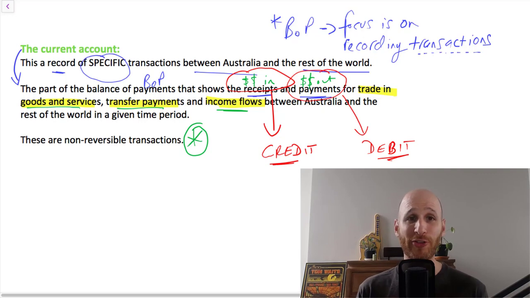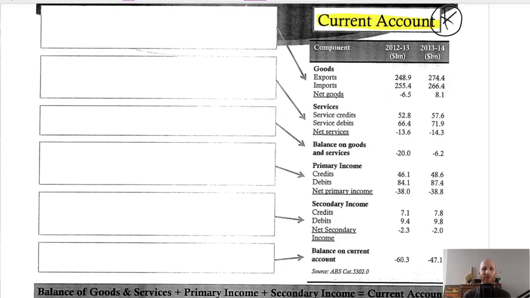Okay, now let's move on to the structure of the current account. Here is what the current account looks like. Remember, the current account is part of the balance of payments. Don't worry about these years. This is a historical document. What it's just showing you is how the current account is set up. So you can see that the current account is divided into different components. So we've got goods, services, and then we do balance on goods and services. Then we've got primary income, secondary income, and then when we put all that together, that gives us the balance on the current account.